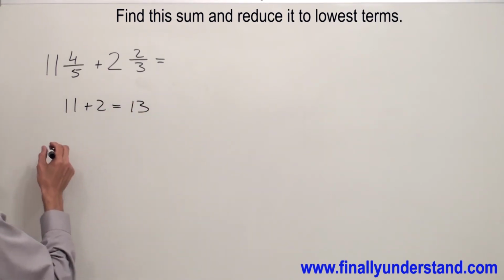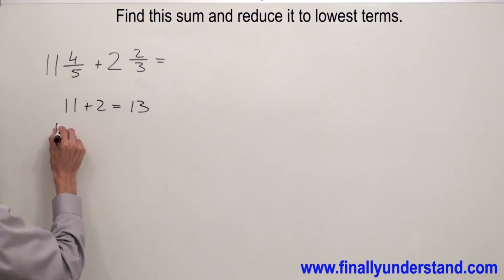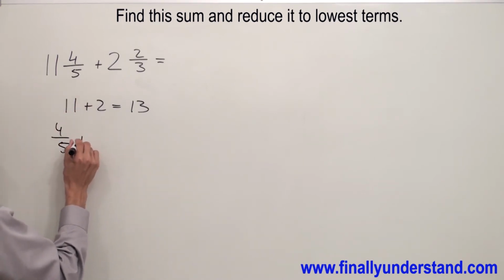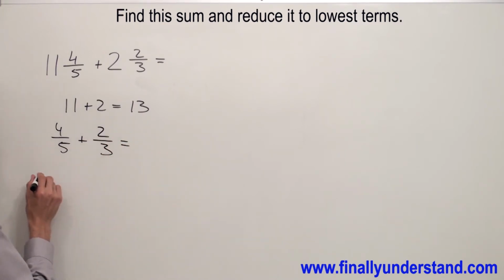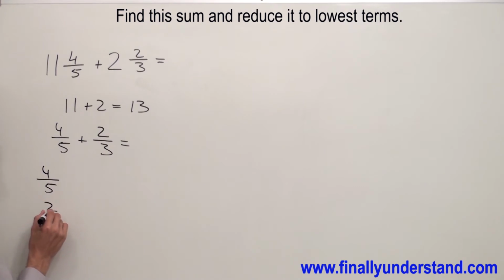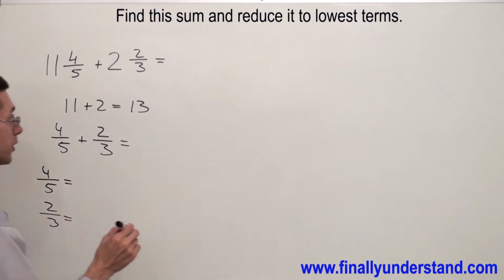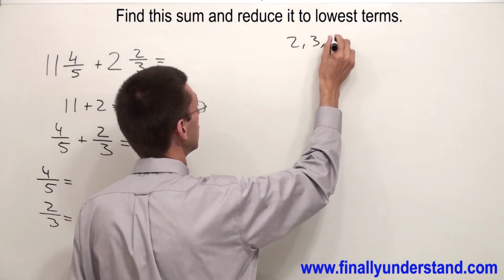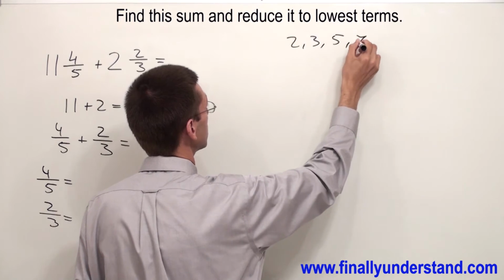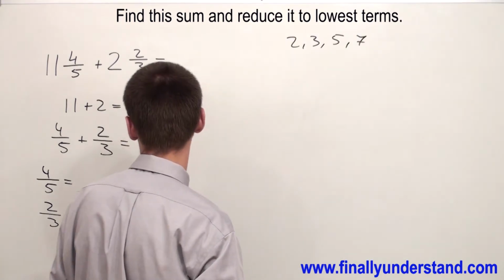Next, I have to add fractions. I have 4 over 5 plus 2 over 3. Remember, we spoke about the prime numbers. Prime numbers are 2, 3, 5, 7. This is going to be enough at this moment.